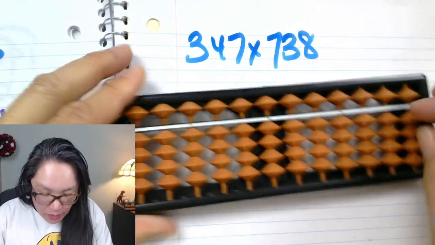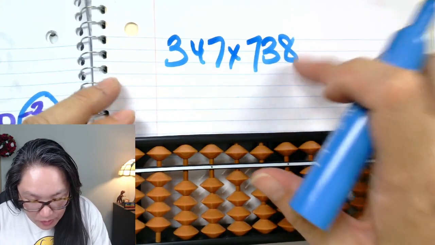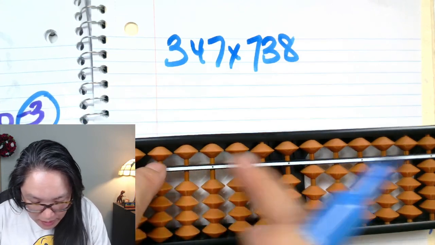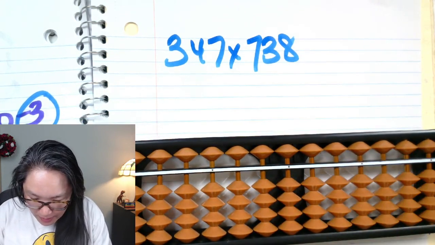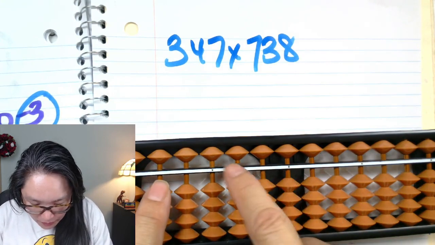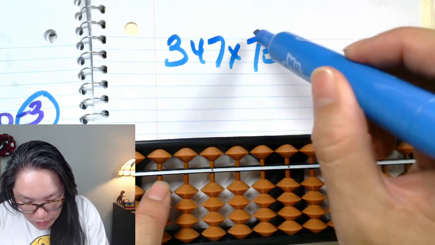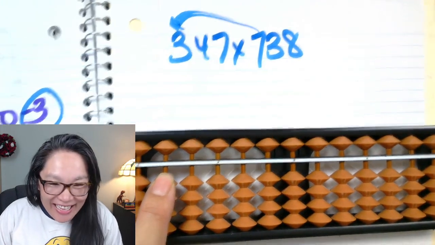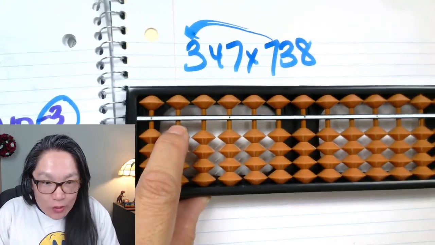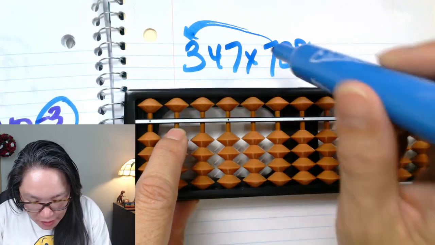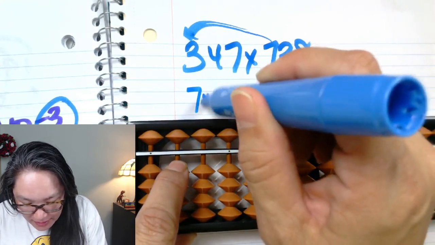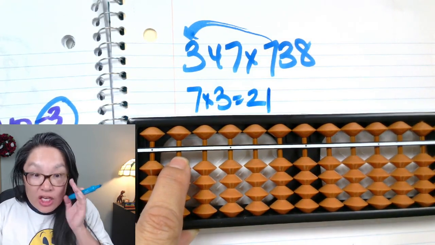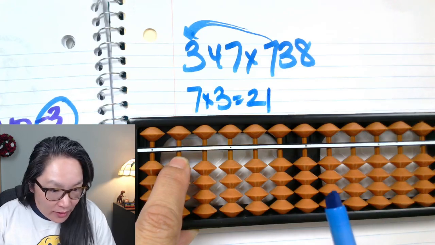On the abacus, we know how to do it. What we do is count the digits: 1, 2, 3, 4, 5, 6. We're going to start here, and we go left to right. So the first thing we do is understand that 7 times 3 is equal to 21.